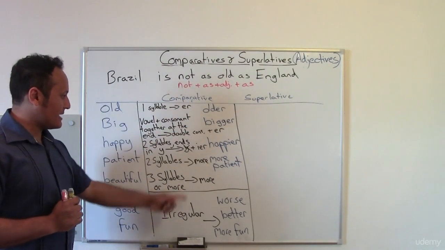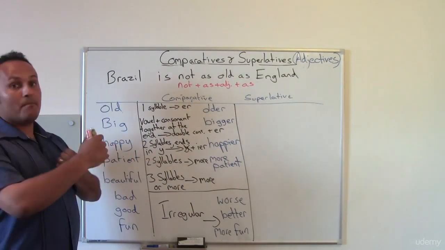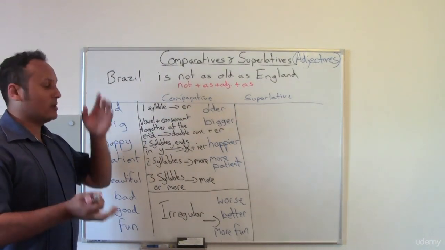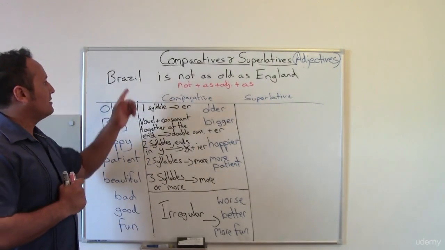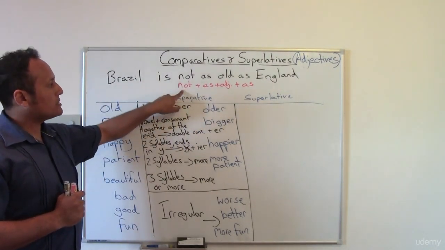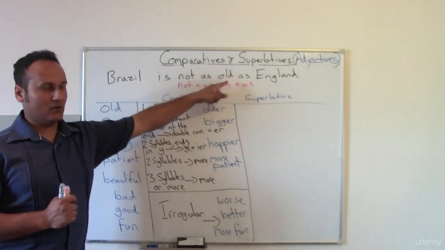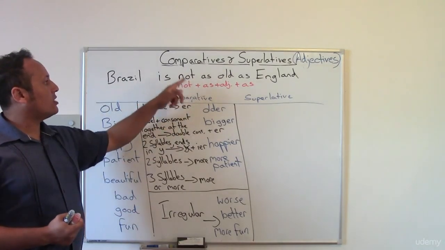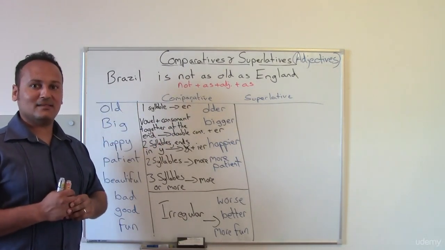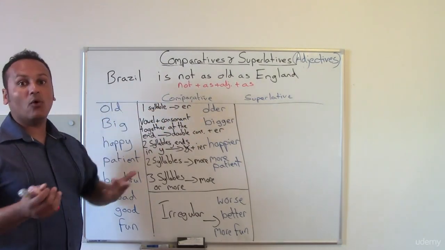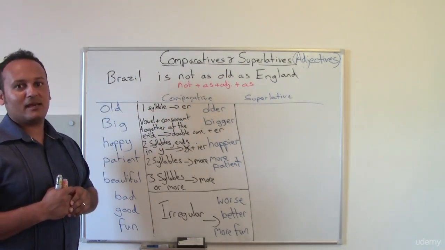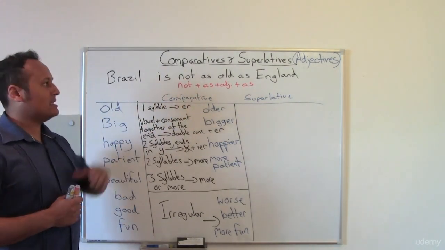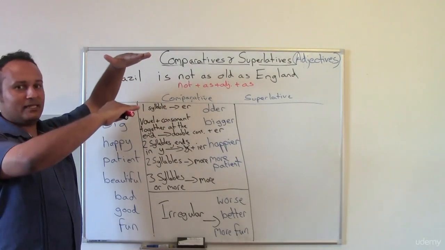We can use the comparative like this. Brazil is bigger than England. Brazil is hotter than England. But if we want to use a negative comparison, then Brazil is not as, and in this case old, not as old as England. We could add more adjectives. Brazil is not as cold as England. Brazil is not as small as England. Okay? Brazil is not as expensive as England. Meaning that England is up there for this, Brazil is here.